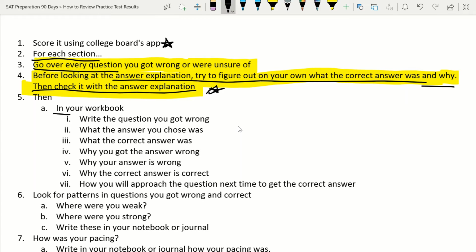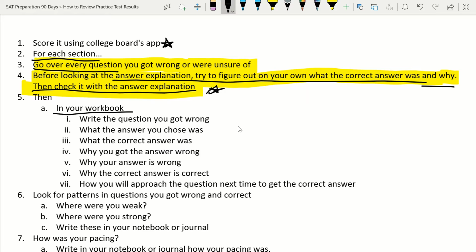Well, after that, you're going to take your workbook and you're going to write SAT practice test, and for example, in this case, it's number 5. You're going to write first the question that you got wrong. Second, what the answer that you chose was, so what the wrong answer was. Then after that, you're going to write down what the correct answer was. So at that point, you'd have the question, your wrong answer, and then the correct answer.